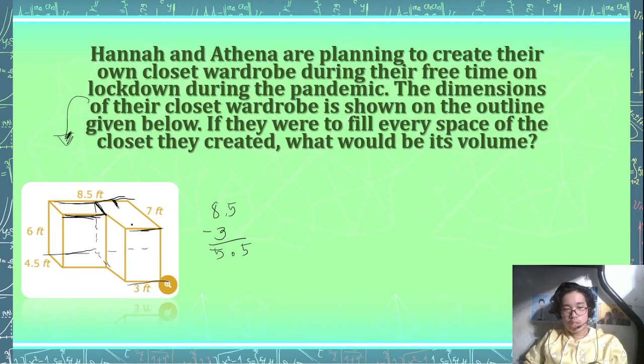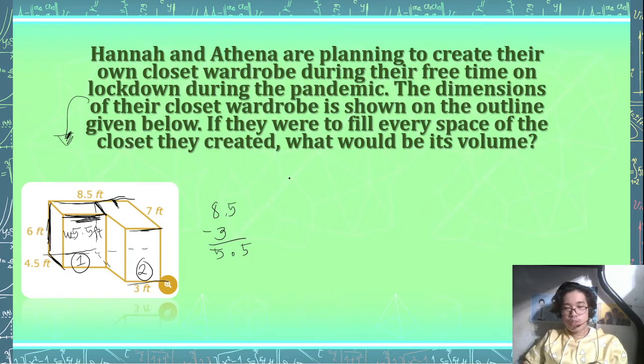If this is 3, then the width of this first composite figure, and this is the second composite figure, is equal to 5.5 feet. So we know the width, we also know the length, and we know the height. This is the height, this is the length, and this is the width.